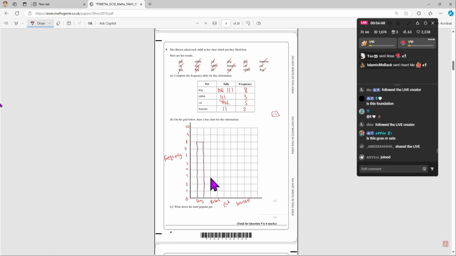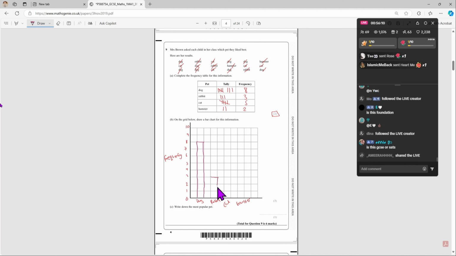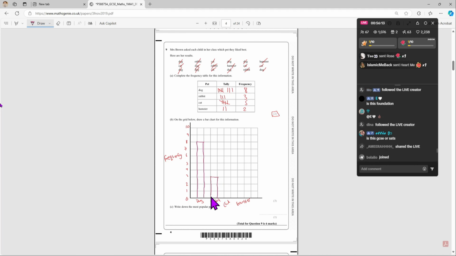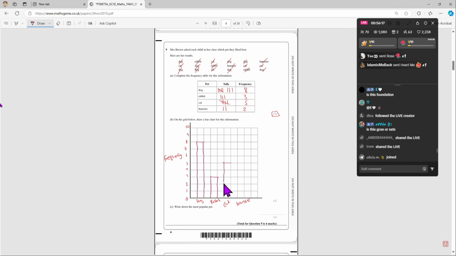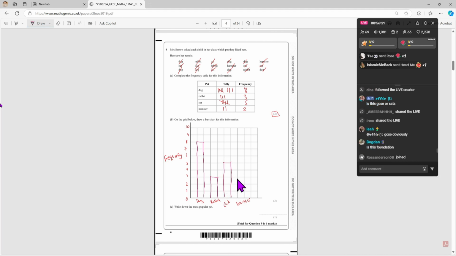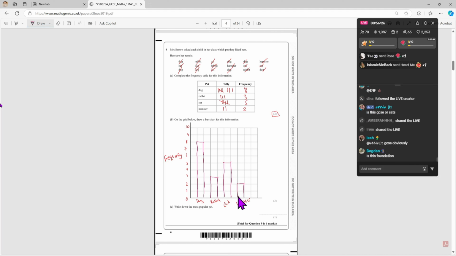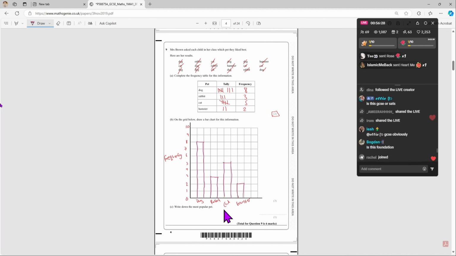And then you keep on doing it for each of them. So the rabbit's going to be a 3. And then cat is going to be a 5. And then lastly, hamster is going to be 2. And that's going to be our answer. That's going to be our bar chart drawn.